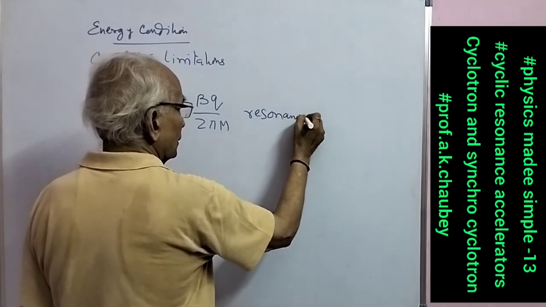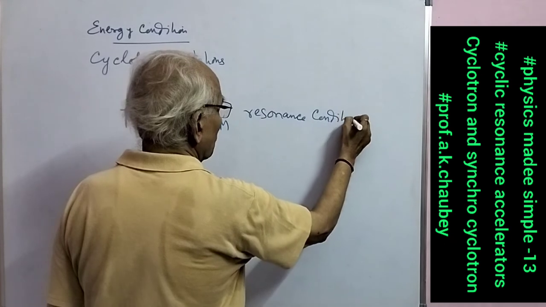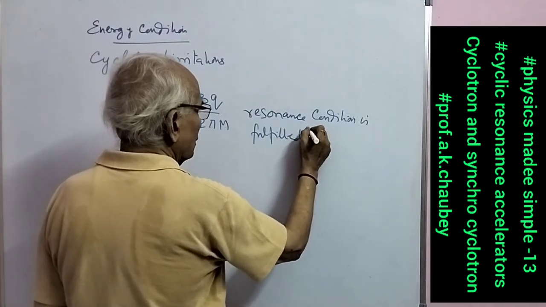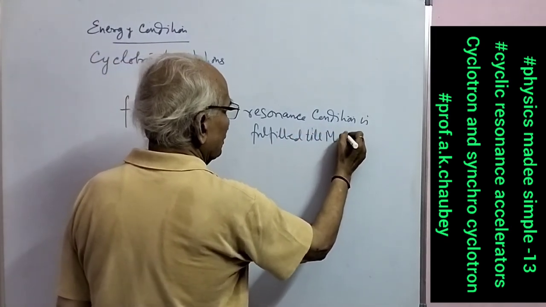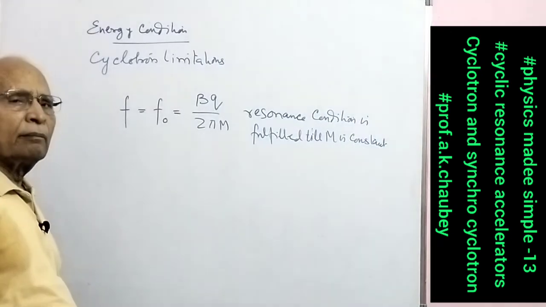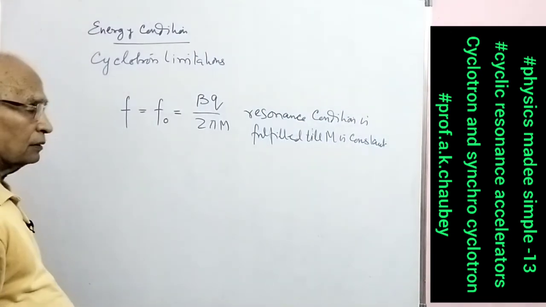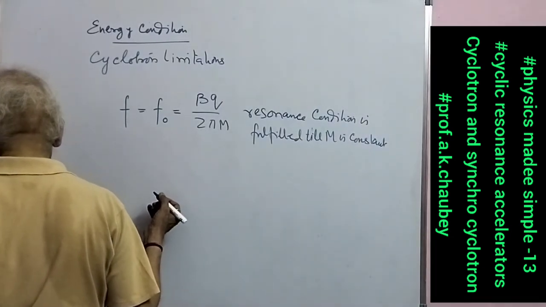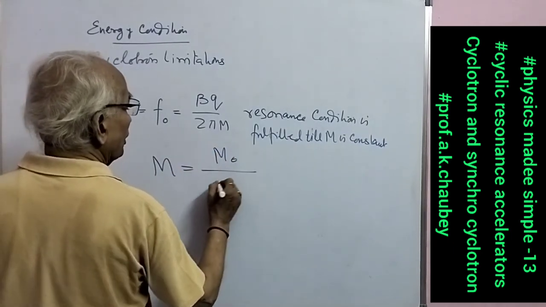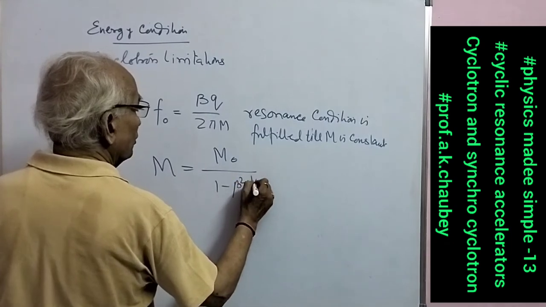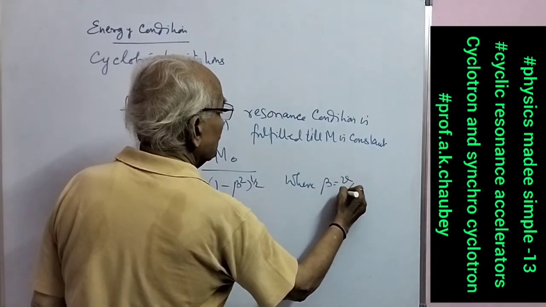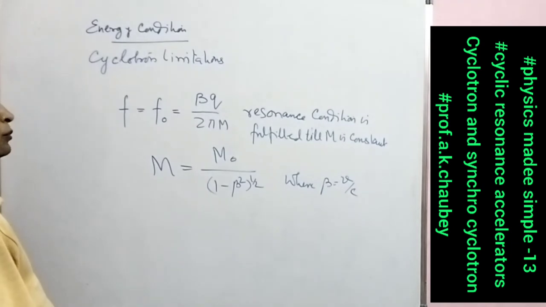The resonance condition is fulfilled till m is constant. If m starts varying, it means the particle becomes relativistic. What is that m equal to? Mass m is equal to the fixed rest mass m naught over (1 minus beta square) to the power 1 by 2, where beta is v over c, the ratio of the particle velocity to light velocity.